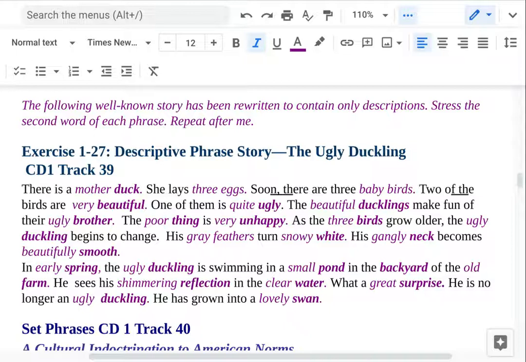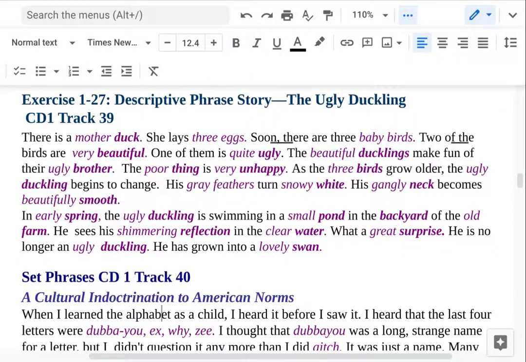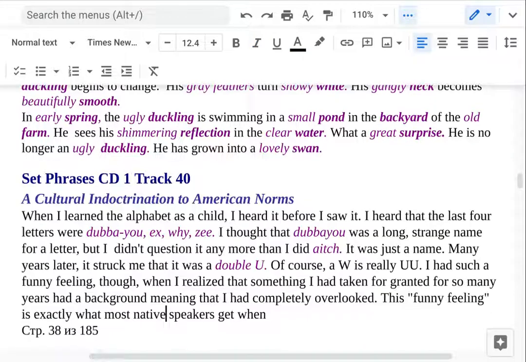He sees his shimmering reflection in the clear water. What a great surprise! He's no longer an ugly duckling. He has grown into a lovely swan. Set phrases. A cultural indoctrination to American norms.